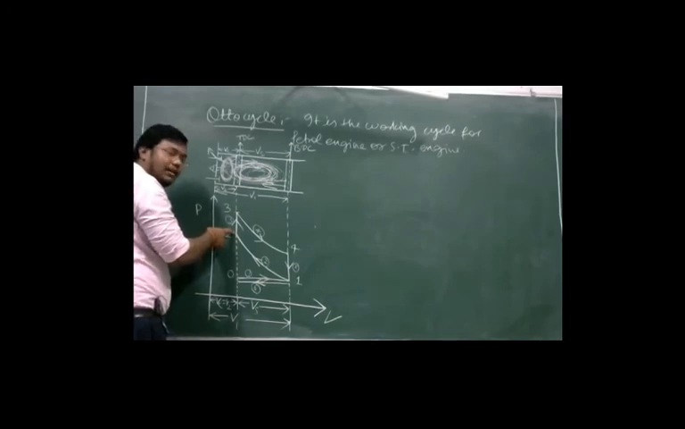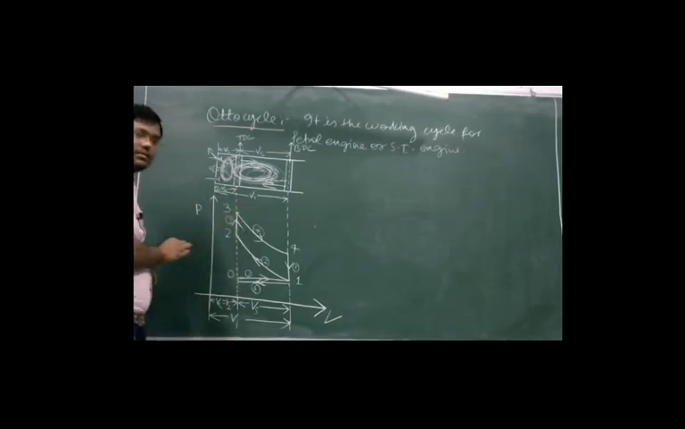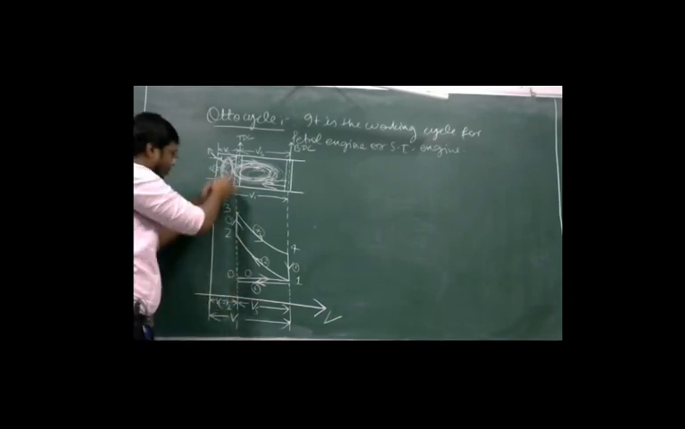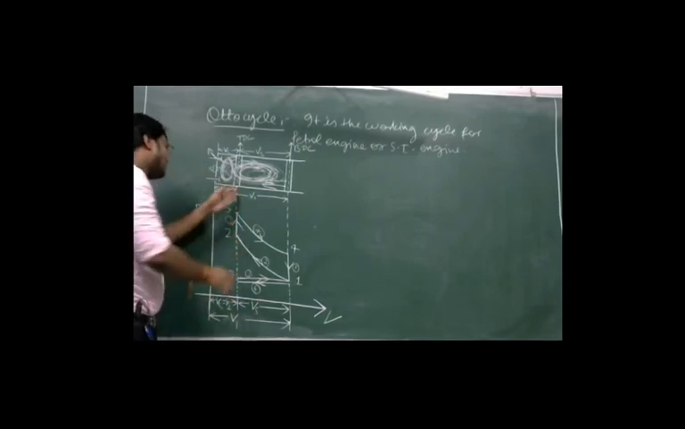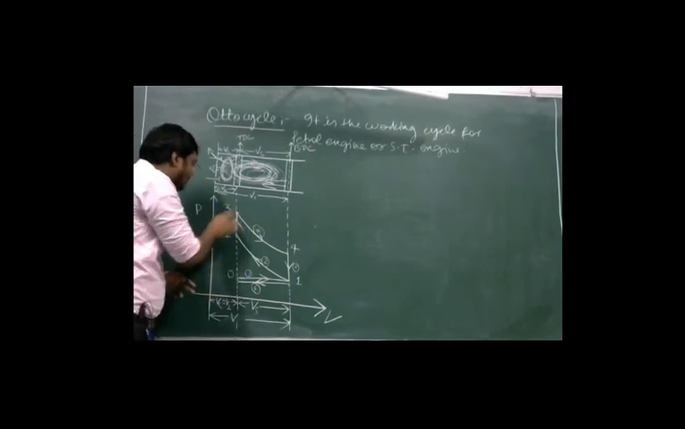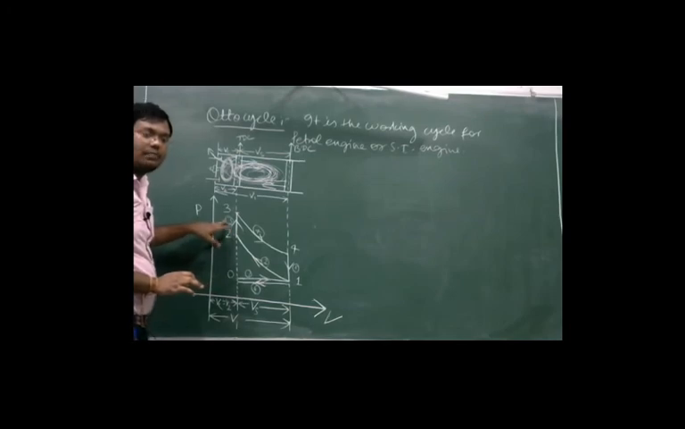Piston is not moving here. Piston remains at TDC. This is a constant volume process. Piston remains in its position during this process from 2 to 3. So piston is not moving here. We cannot say that 2 to 3 is a stroke. This process is not a stroke. This is only a process.